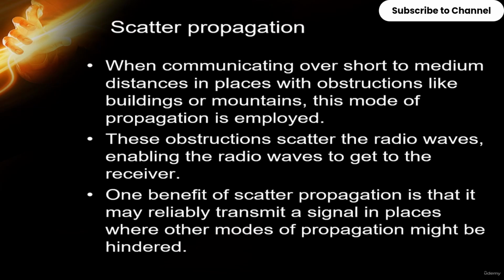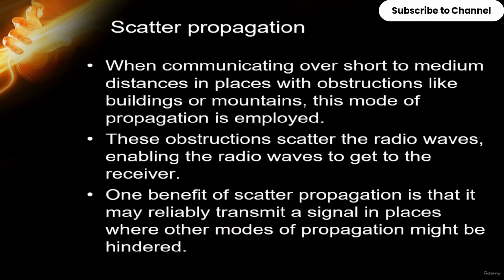So next is scatter propagation. Scatter propagation is used to communicate over short to medium distances with places like buildings and mountains, and it scatters the radio waves, which enables the radio waves to reach the receivers. The advantage of scatter propagation is that it transmits a signal in places where the propagation might be hindered. Further, the signal may be impacted by variations in the topography or the locations of the obstructions, which is a major drawback of scatter propagation.